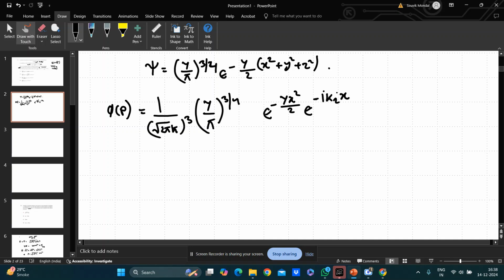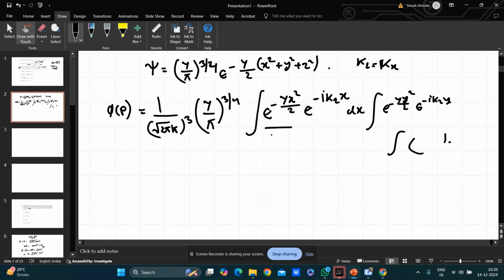k1 into x. k1 is for the x dimension, that means k1 is equal to k suffix x. This is for the x part, dx. Similarly for gamma y squared by 2 into e to the power minus i k2 y, and similarly for the z part. Then divide by root 2 pi for each, and you will have a 2 pi to the power 3 by 2 here.